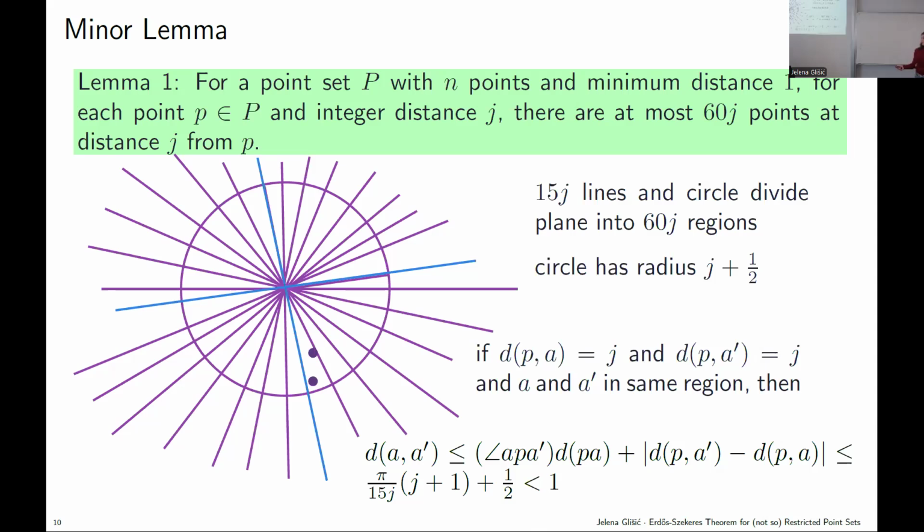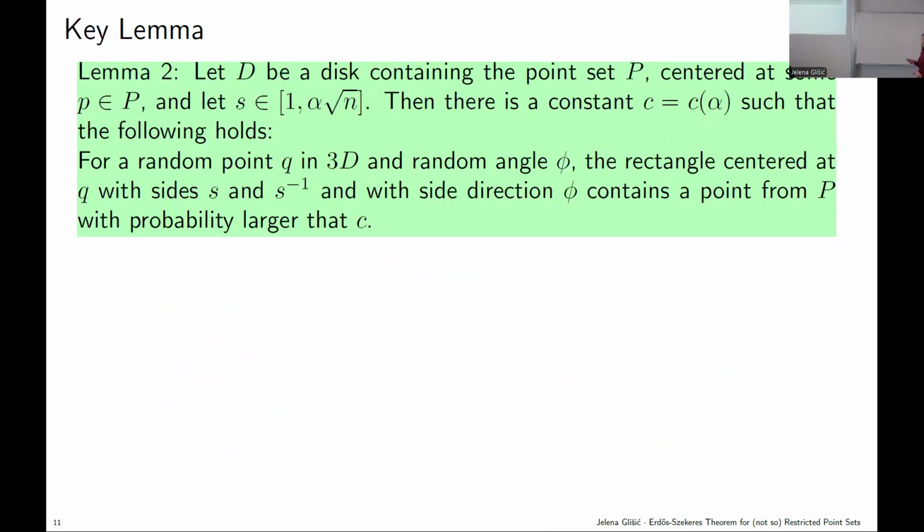Yes? So it's written integer, so that part is crucial. It says integer distance j. Is it really crucial that it's integer? Yes, it will be at distance, kind of the ceiling of my distance should be j. So I will divide my points into layers, and in each layer I will know that it is at most 60j. If that makes sense. So yes, just keep the lemma in mind.